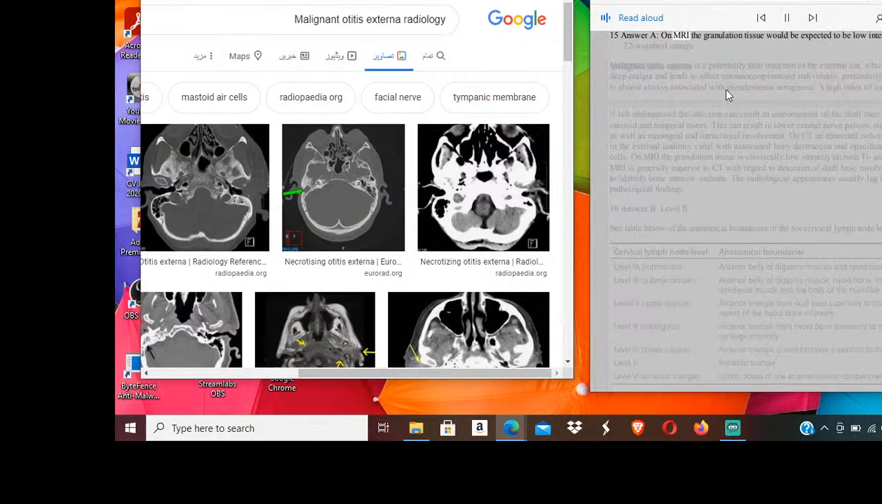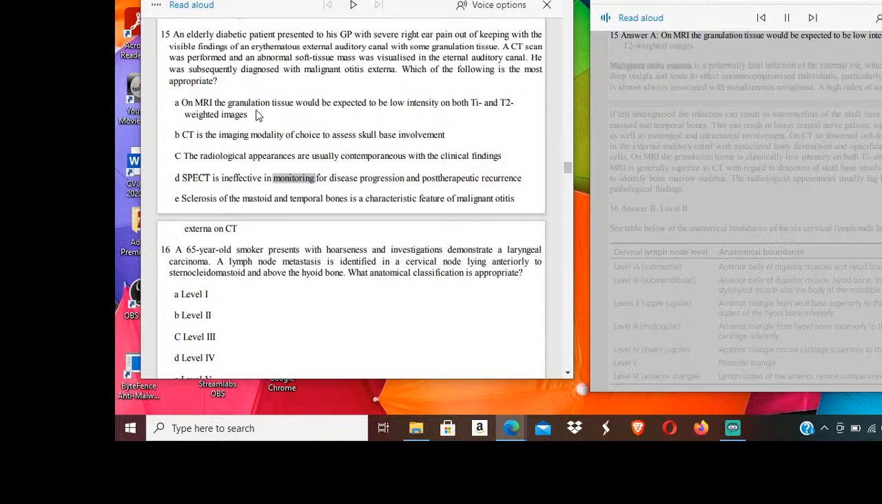15. Answer A. On MRI the granulation tissue would be expected to be low intensity on both T1 and T2 weighted images. Malignant otitis externa is a potentially fatal infection of the external ear, which presents with severe, deep otalgia, and tends to affect immunocompromised individuals, particularly those with diabetes. It is almost always associated with Pseudomonas aeruginosa. A high index of suspicion is required and, if left undiagnosed, the infection can result in osteomyelitis of the skull base causing erosion of the mastoid and temporal bones.